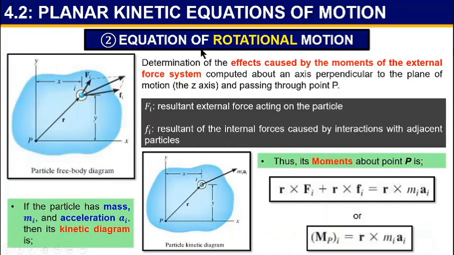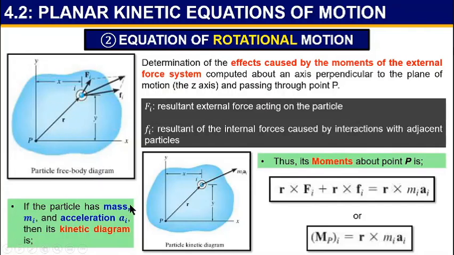Second one, equation of rotational motion. We determine the effects caused by the moments of the external force system computed about an axis perpendicular to the plane of motion, the z-axis, and passing through P. We have point P here and we have a particle i here. The distance between point P and the particle i is r.